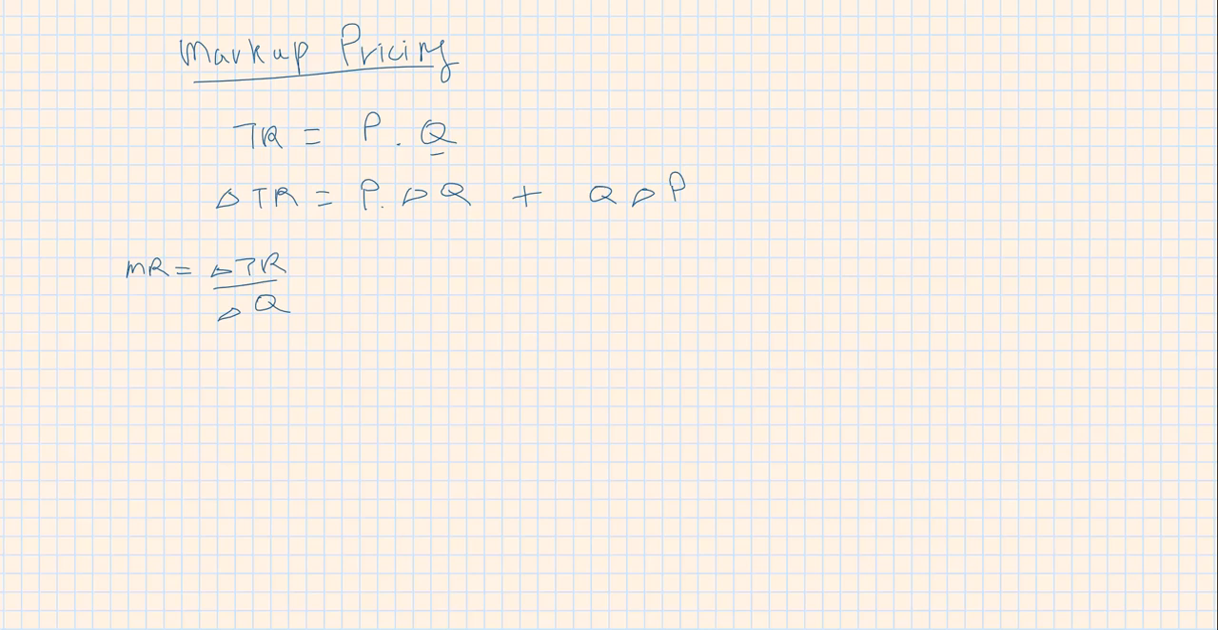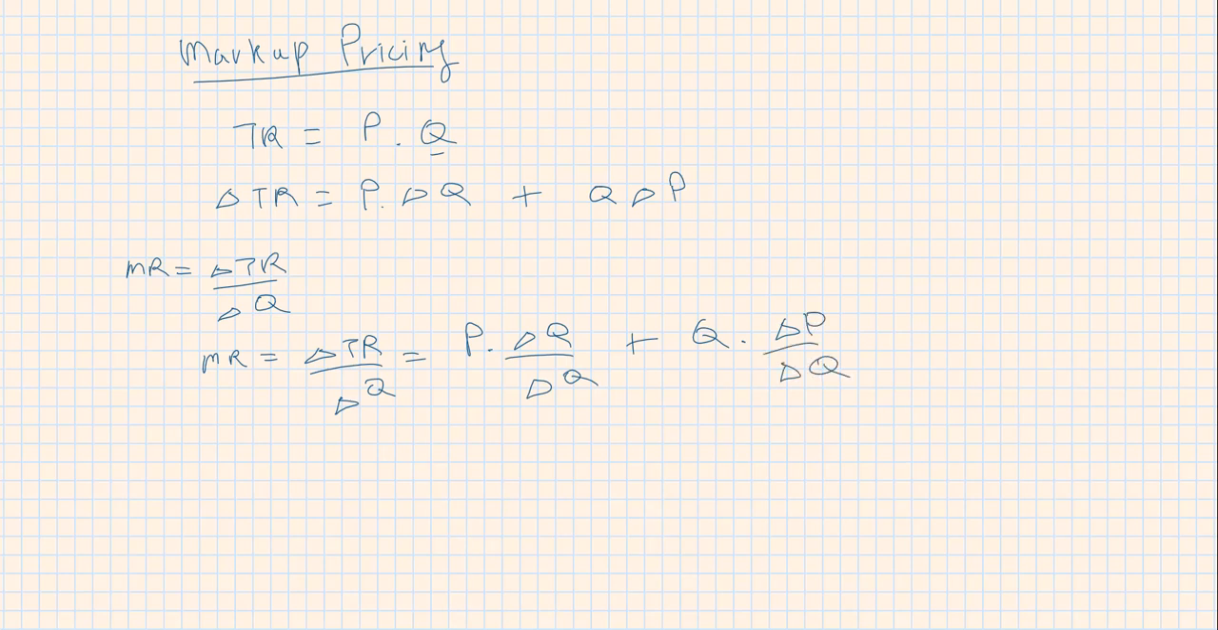So we can divide both sides by our change in quantity. We get our marginal revenue equals change in TR by change in quantity, which is essentially P times delta Q by delta Q plus Q times delta P over delta Q. So we're dividing both sides of the expression by delta Q. So we can cancel the Q's. So what we get is that our marginal revenue is simply price plus Q times delta P by delta Q.